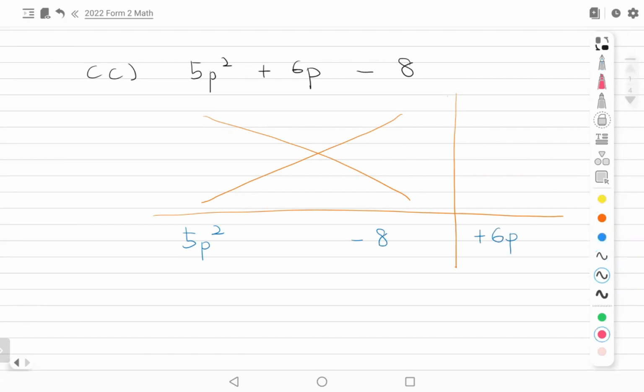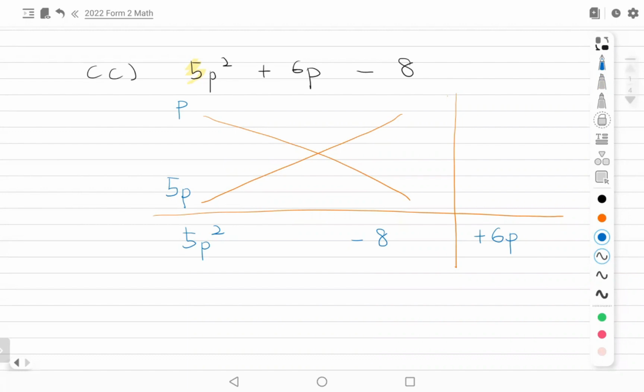Okay, since the number is 5, I think it's easy. 5 is easy, right? It's only one pair. 1 times 5, no other pair. So 1 times 5. Insert the P, sorry. P times 5P, then we get 5P squared.